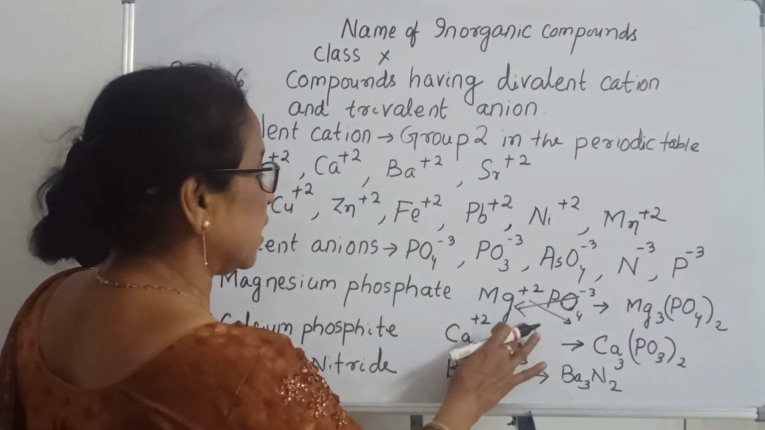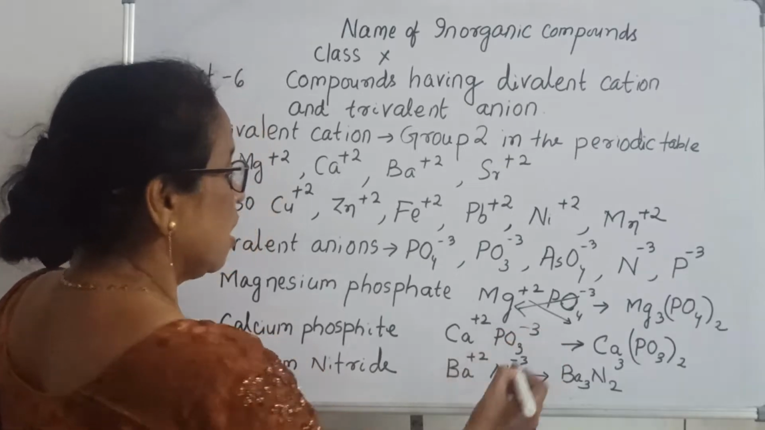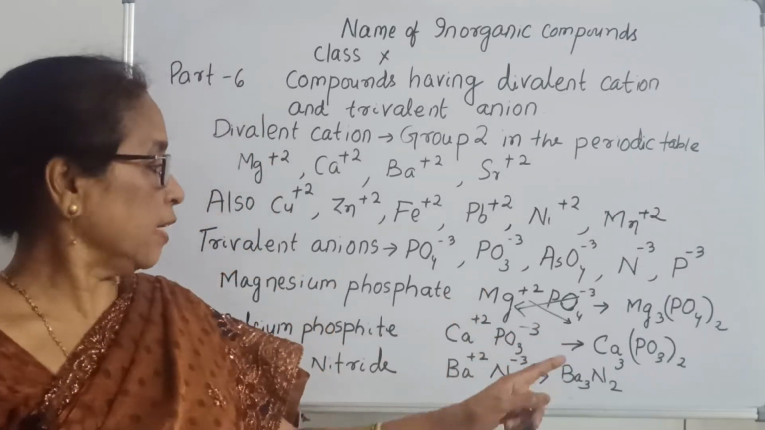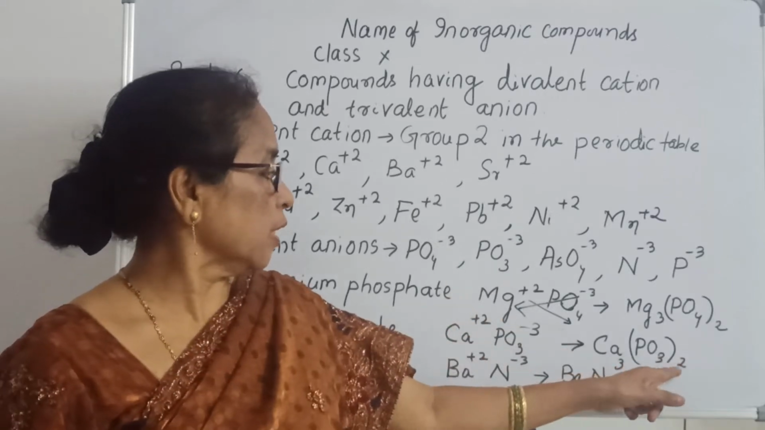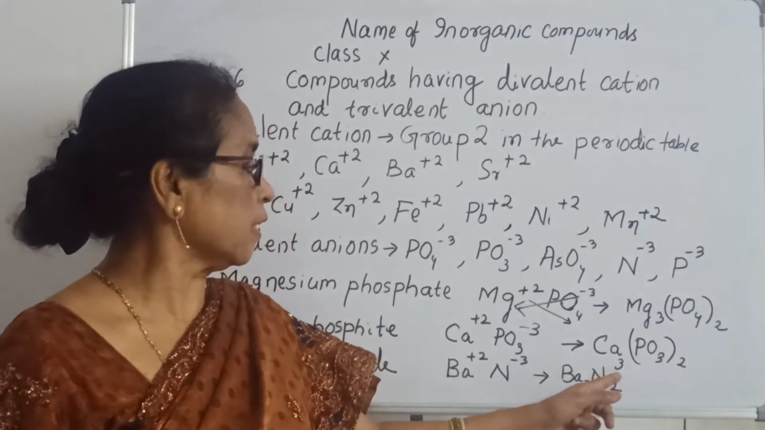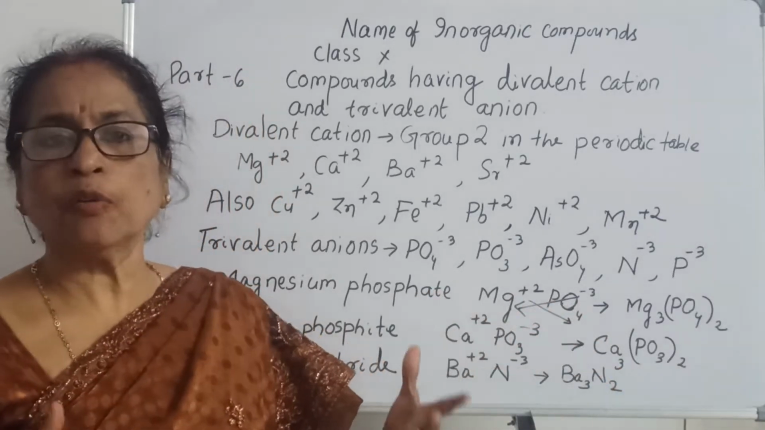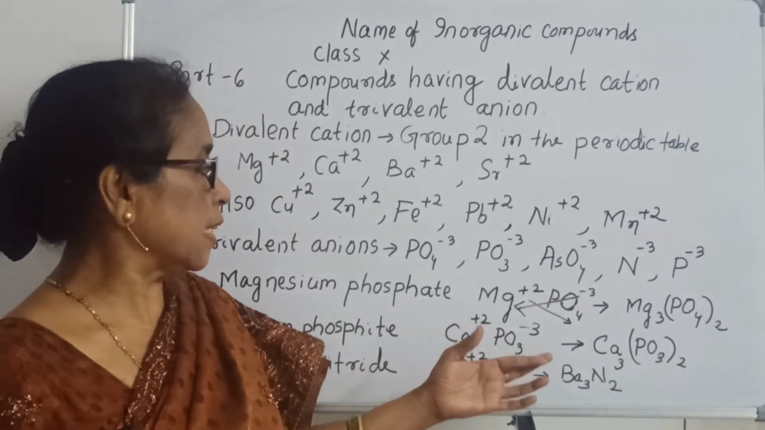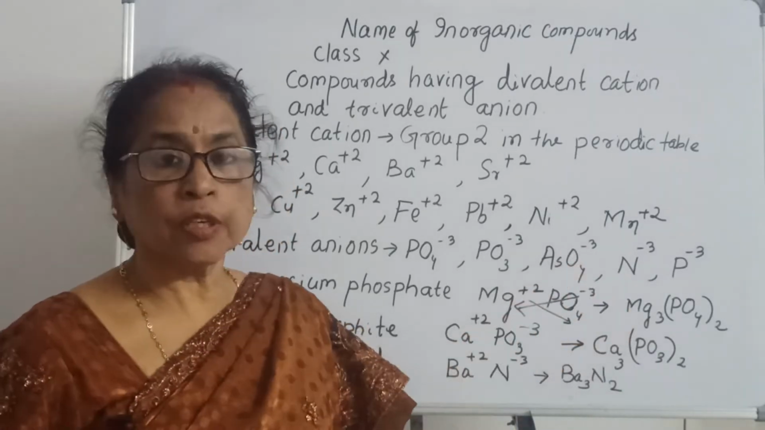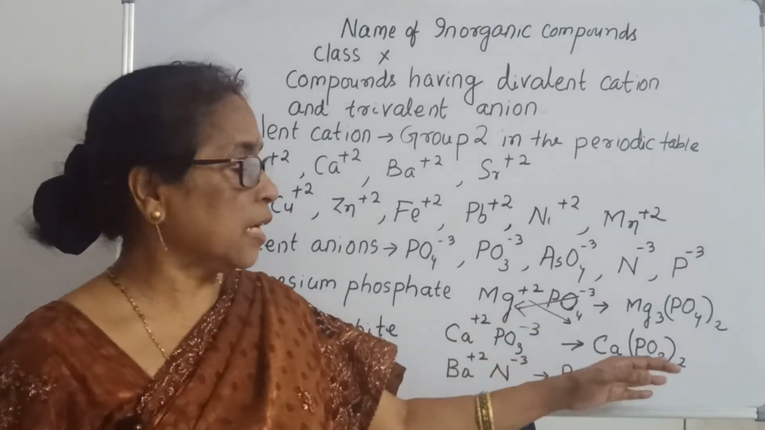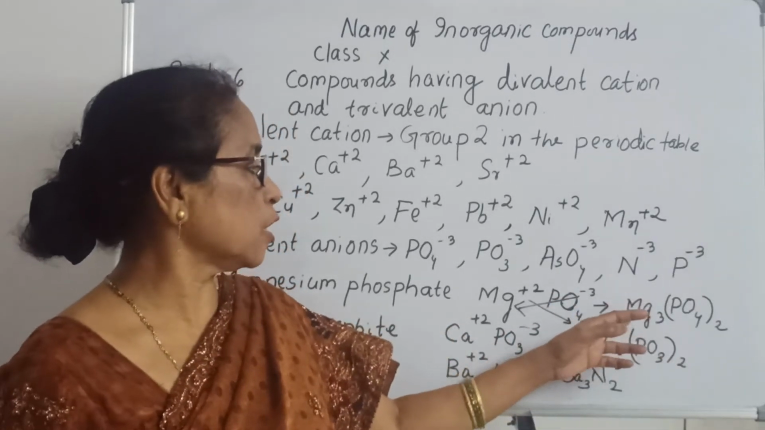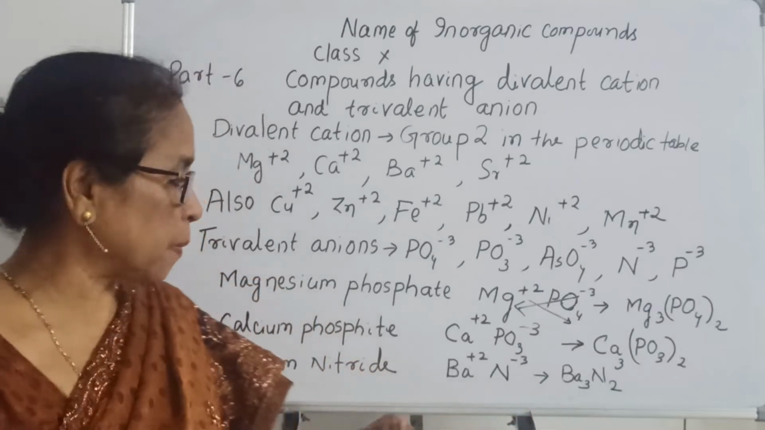Calcium phosphite. Calcium is +2. Phosphite is -3. Again you see, 2 will come here and 3 comes to this PO3. That means what is the formula? Ca3(PO3)2. Magnesium phosphate, how can you tell? Mg3(PO4)2. The 2 comes from magnesium, the 3 comes from phosphate.